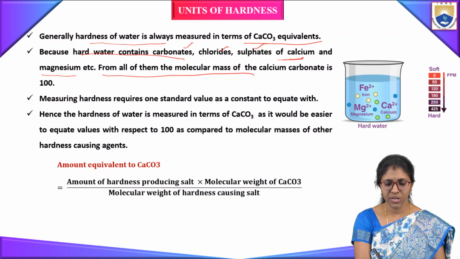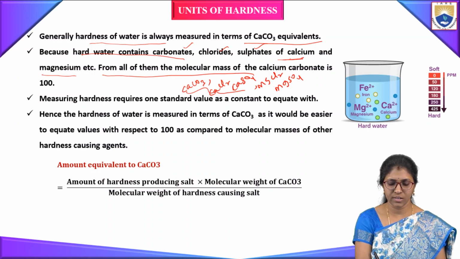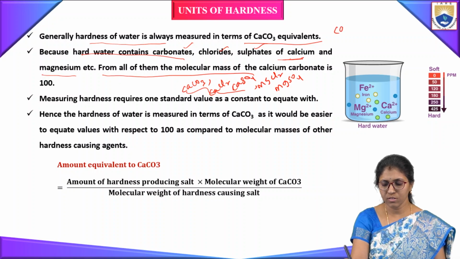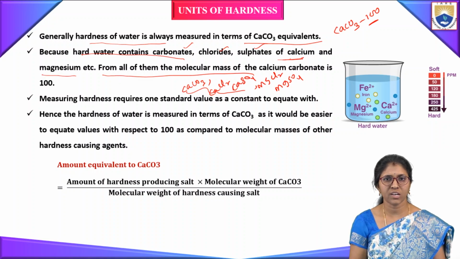Among these salts, calcium carbonate, calcium chloride, calcium sulfate, magnesium chloride and magnesium sulfate, the molecular mass of calcium carbonate is 100.